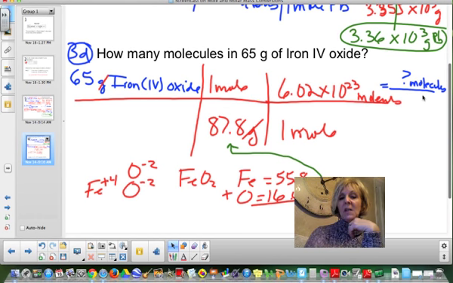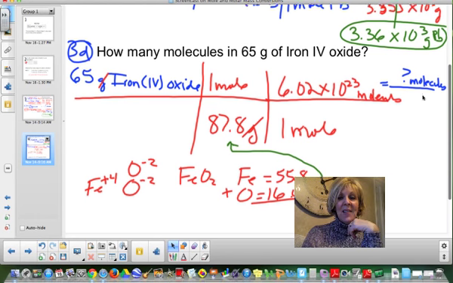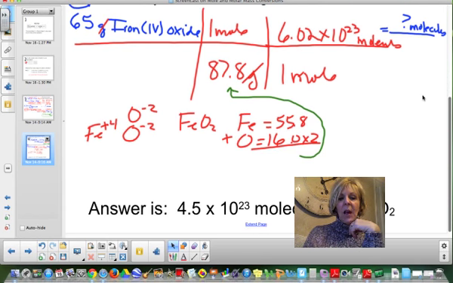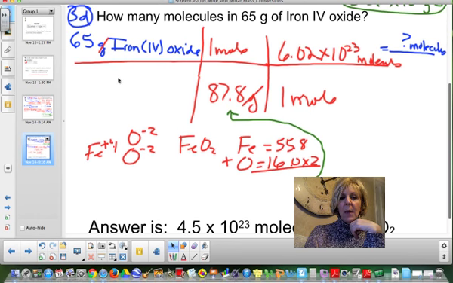So if you want to pause the video just for a second to see what you get with this, that would be great. So pause it just for a second. Okay, and the answer is, when you do that, 4.5 times 10 to the 23 molecules of FeO2. Remember, there's just 2 sig figs because that's the original in my problem.